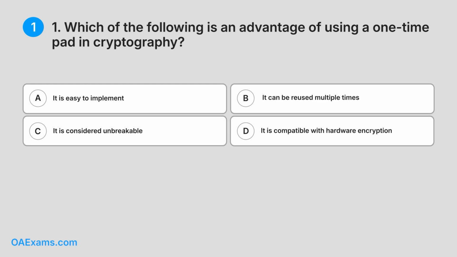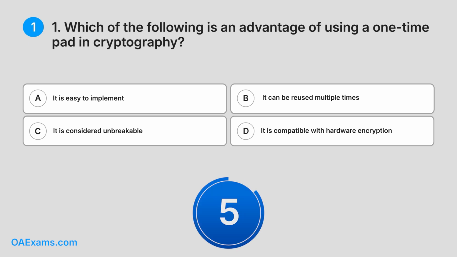1. Which of the following is an advantage of using a one-time pad in cryptography? A. It is easy to implement. B. It can be reused multiple times. C. It is considered unbreakable. D. It is compatible with hardware encryption. What do you think is the answer?